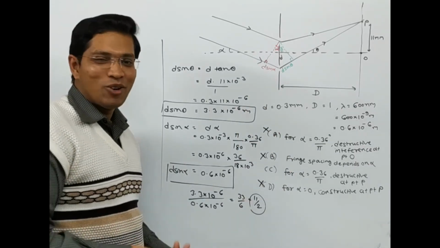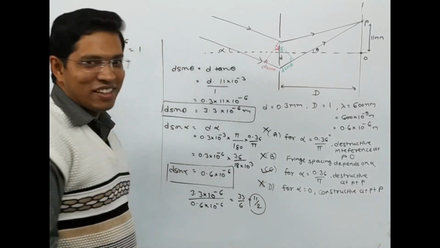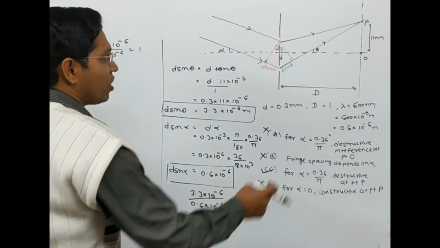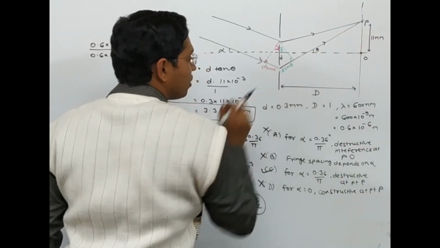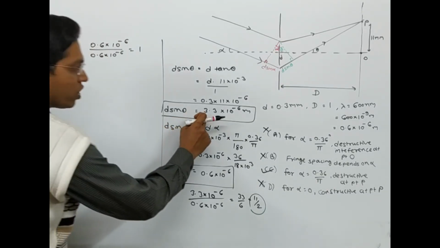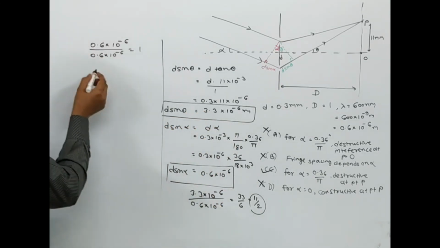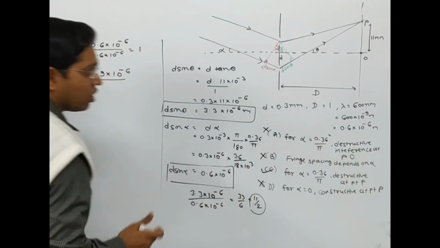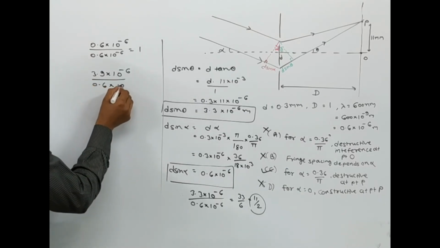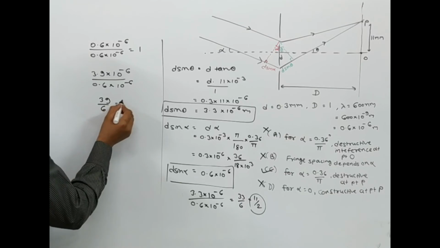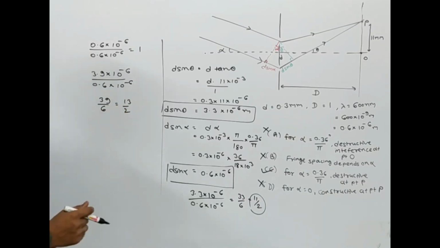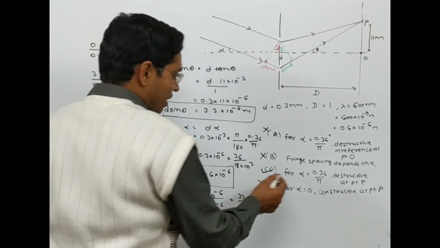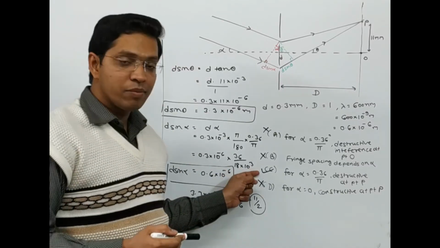Now obviously the only option remaining which will be correct is going to be C. So do not have a second thought and mark the C option, but we'll just verify it. Now for point P, I'll have to add both the path differences. So add 3.3 into 10 raised to minus 6 with 0.6. So it turns out to be 3.9 into 10 raised to minus 6 divided by the wavelength. Now how much is that wavelength? 0.6 into 10 raised to minus 6. So it turns out to be 39 by 6, which is nothing but 13 by 2. So it is again of the form (2n plus 1) lambda by 2. Hence it must be a destructive interference. And hence the answer option for this question will be only C option.